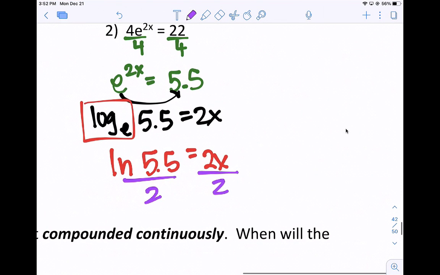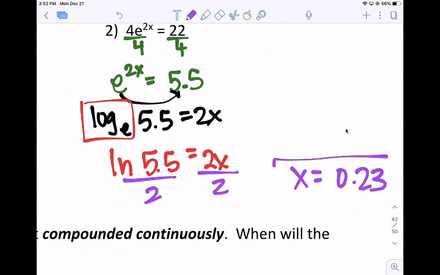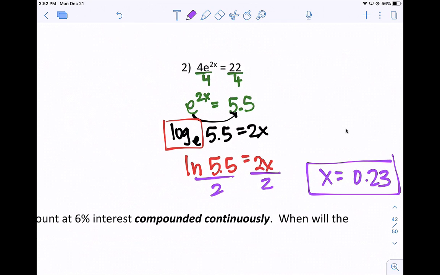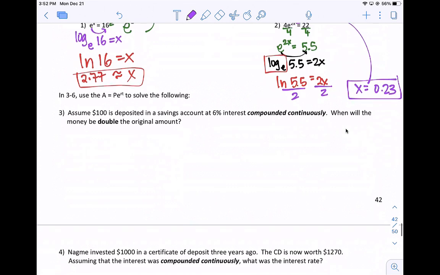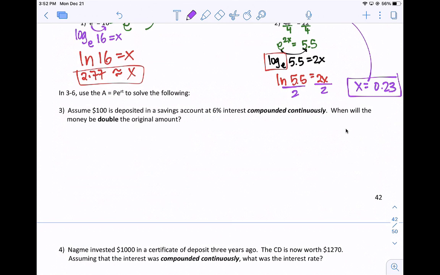So here, x equals 0.23857, I'll put 0.23. All right, and you can check your answer by if you plug it in, you should get about 22 when you solve it. Okay, let's do some word problems with this new A = Pe^(rt) formula.